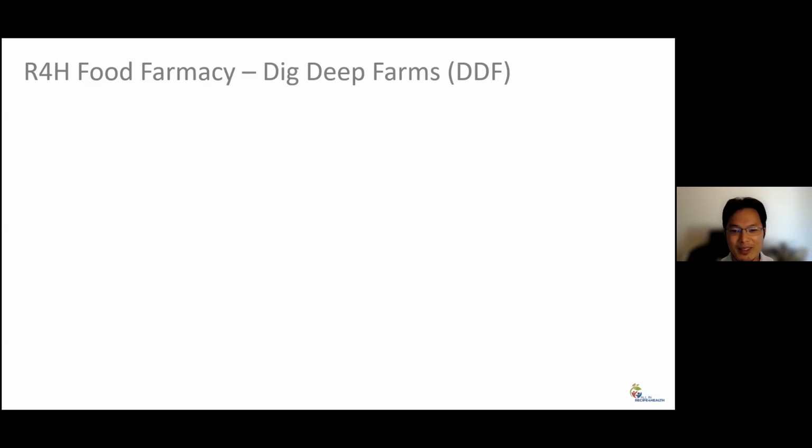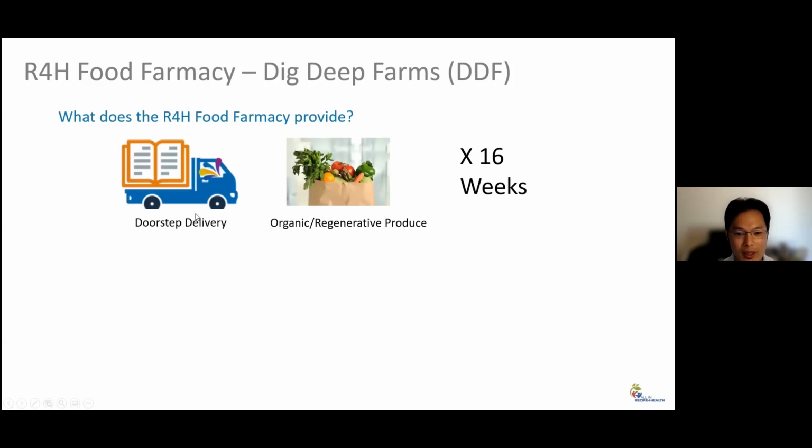Fresh produce delivered to the home. You got it. Exactly. Erica, you got it. So it provides doorstep delivery. It's organic, what we call regenerative, because there's a big focus on soil health and the environment. And it's once a week for 16 weeks. That's 4 months of food to help food insecure patients.